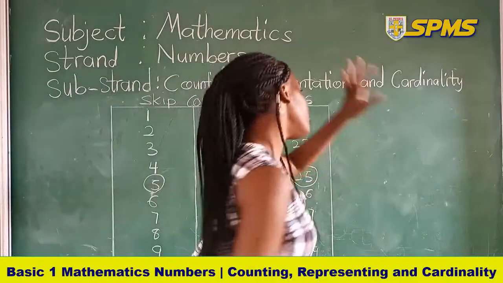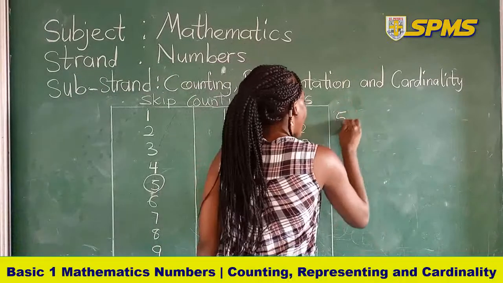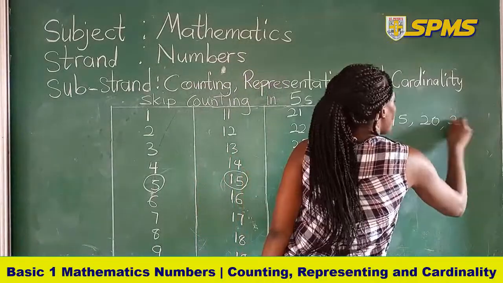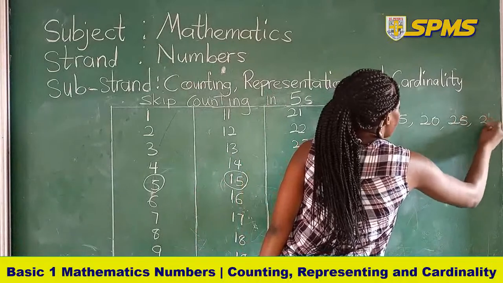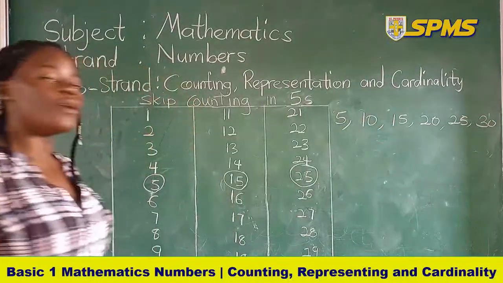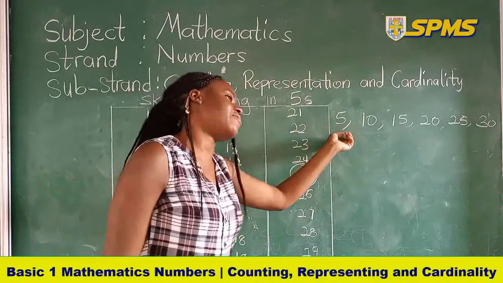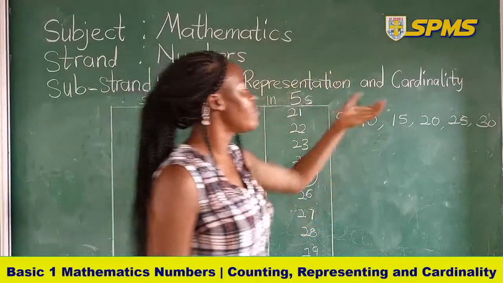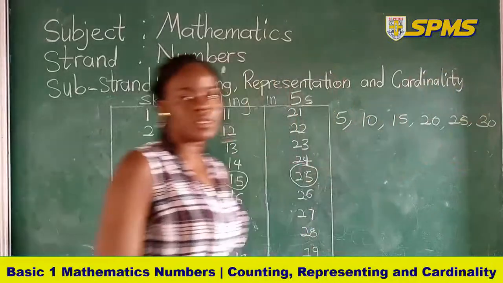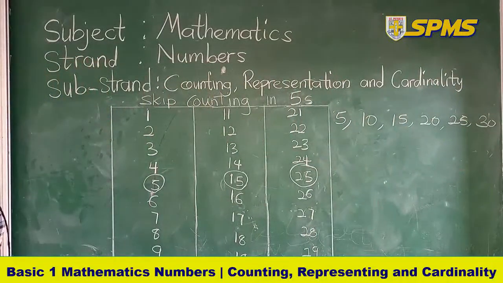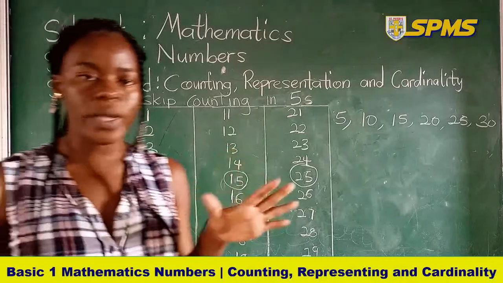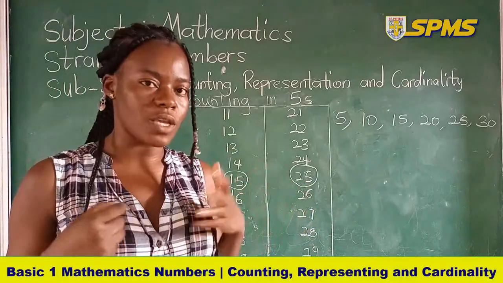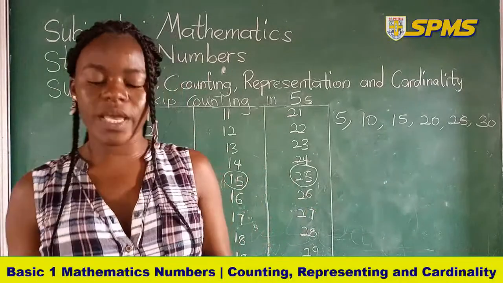Let's write it over here. So 5, 10, 25, and 30. So 5 ones are 5, 5 twos are 10, 5 threes are 15, towards 30. Okay. Now, you're going to do a quick work for me. You're going to fill in. So take your jotters and your pencil and let's do it together.